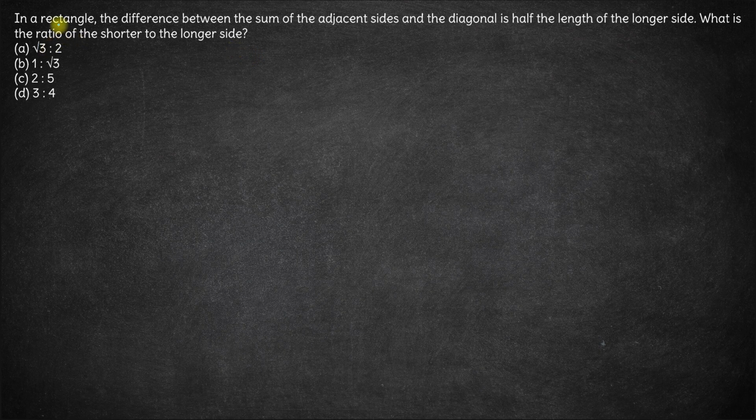Hi. In this question we have a rectangle, and the difference between the sum of the adjacent sides and the diagonal. So we have a rectangle. The adjacent sides are, let's say, length L and width B. So the sum of the adjacent sides is L plus B. The difference is between this sum of the sides and the diagonal.